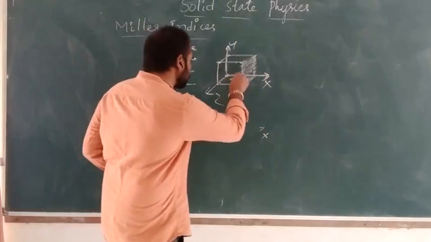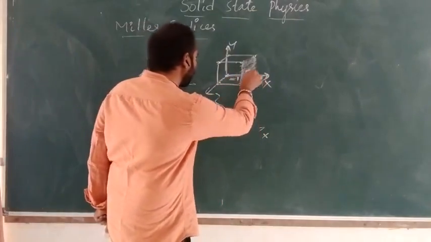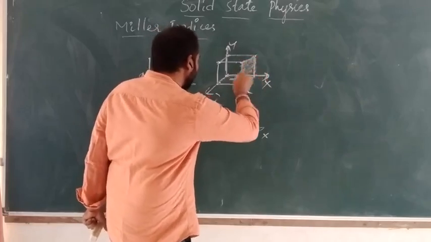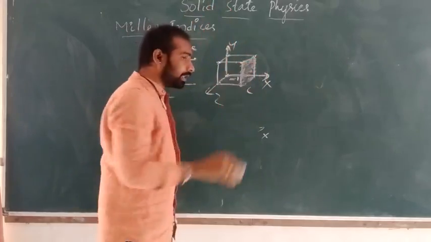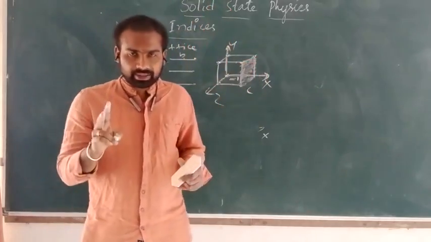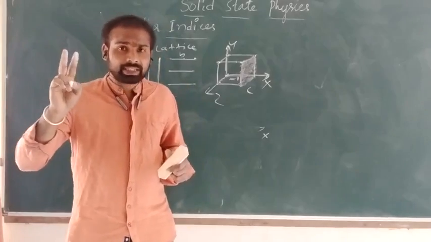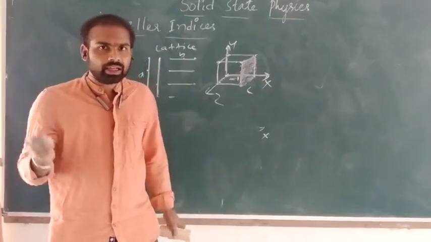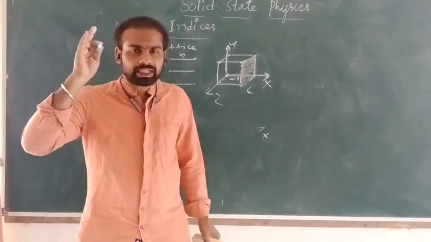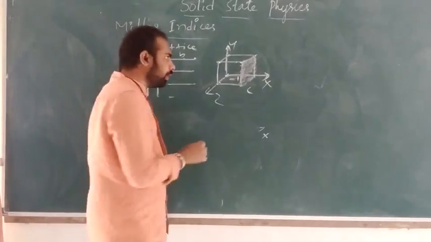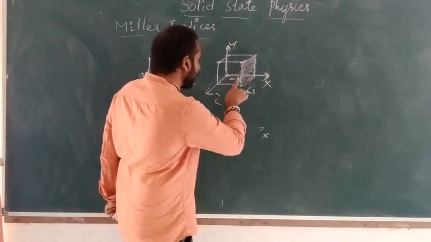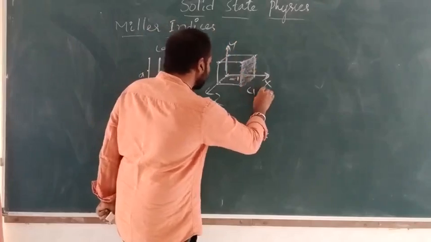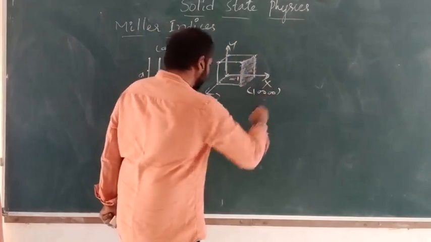at 1 unit distance. Now, what about this plane on the y-axis? At infinity it will make the intersect. Two parallel lines can intersect only at infinity. Similarly, parallel planes can also intersect at infinity. So this plane is intersecting the y-axis at infinity. So x-axis at 1, y-axis infinity, and z-axis infinity.